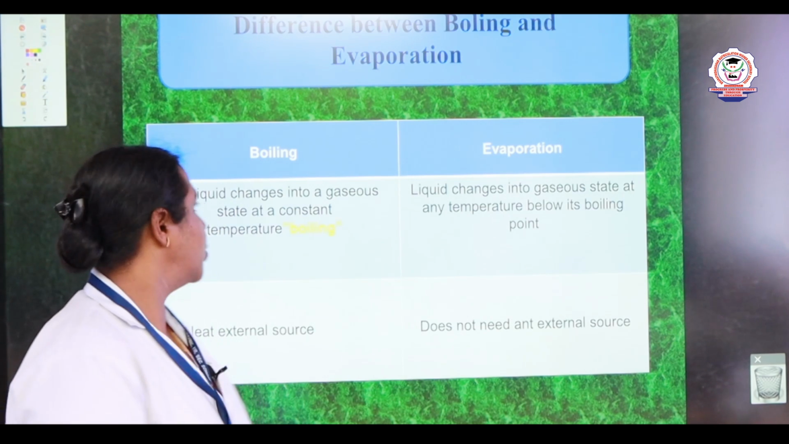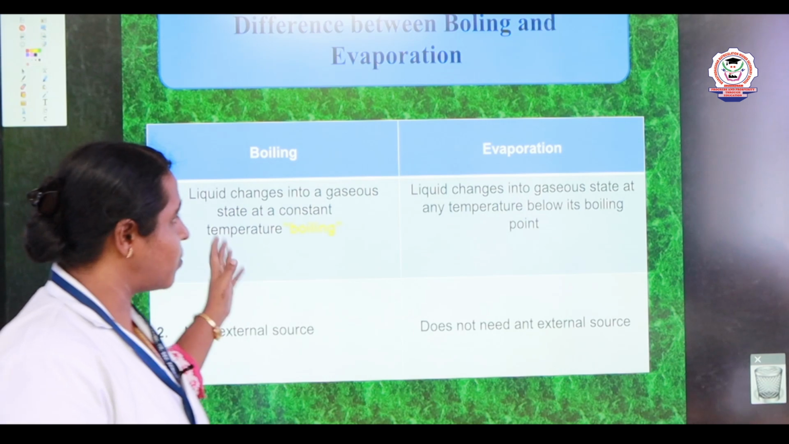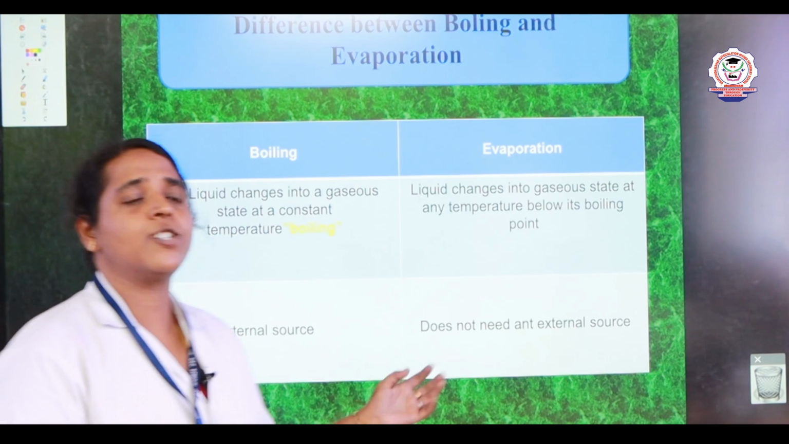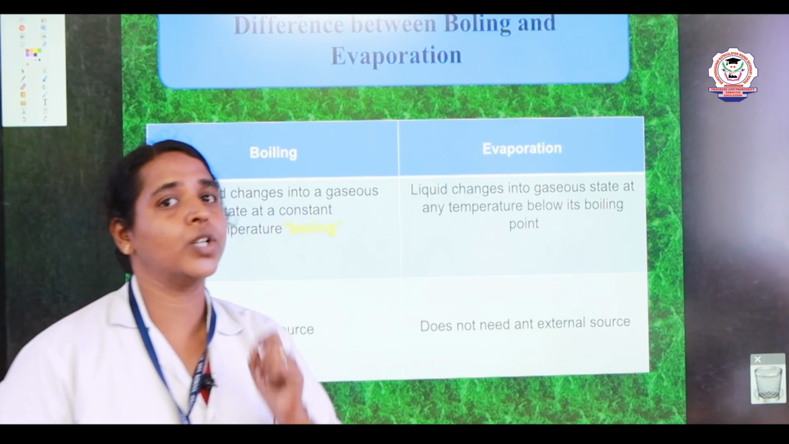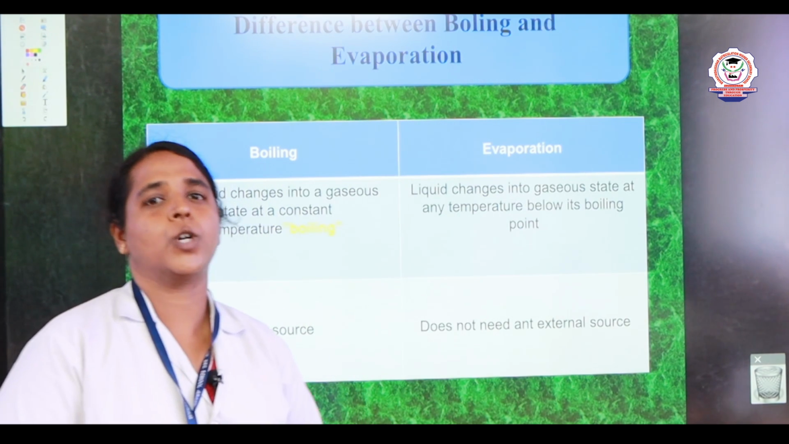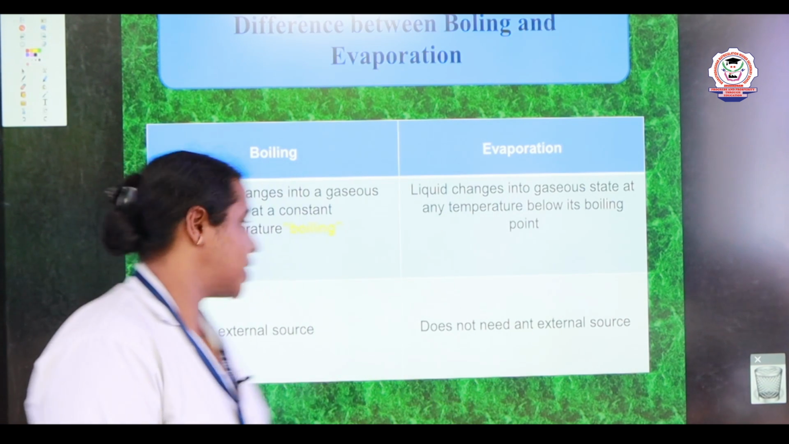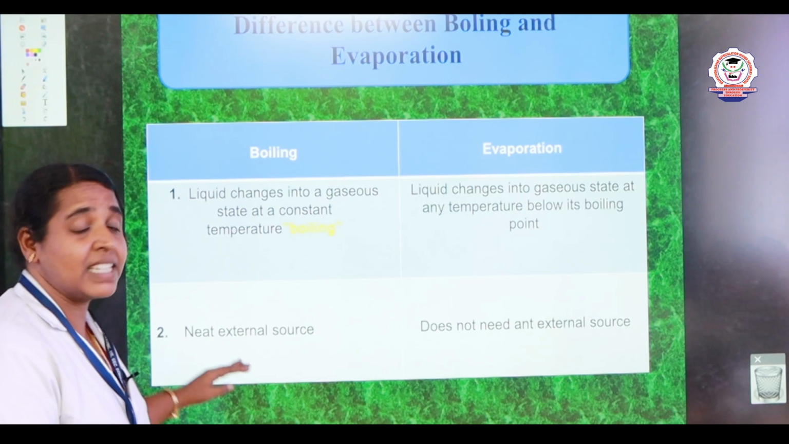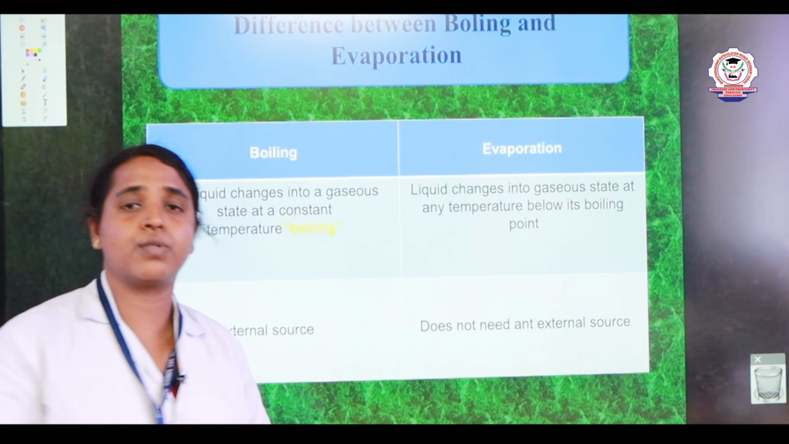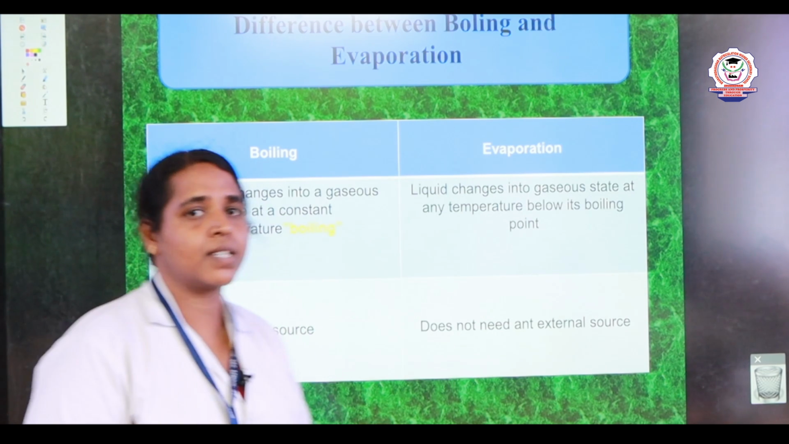Next, we can move to the difference between boiling and evaporation. First is boiling. Already we know boiling is a state change of liquid to gas at a constant temperature. But evaporation does not need a constant temperature. Below the boiling point it will evaporate. Next, boiling needs an external source. What is the external source? In your home you use gas stoves and inductions or other heaters. These are all external sources.